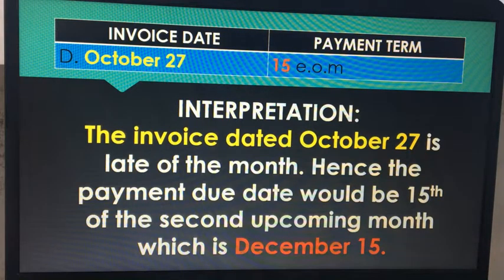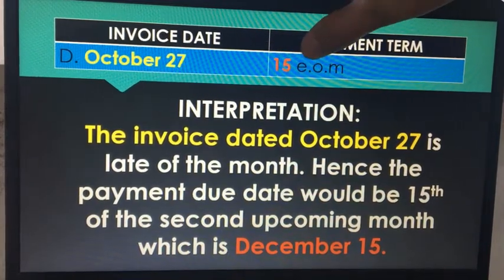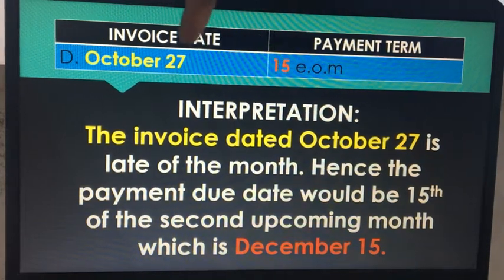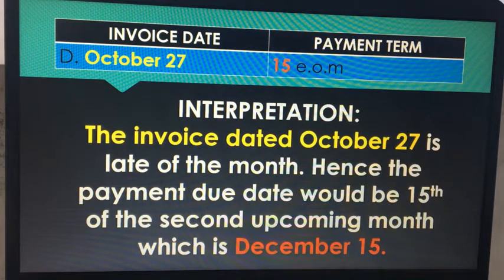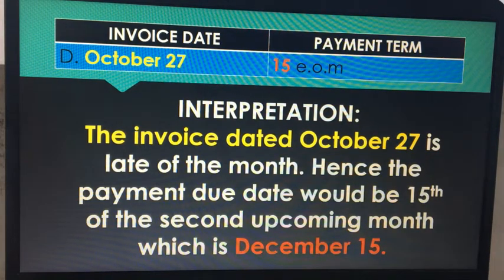That is considered to be late of the month. When are we going to observe late of the month? Whenever the payment term is EOM or due next month. Okay? In this example, October 27, the day is 27, meaning that is late of the month. And your payment term is EOM, that is next month. Since the invoice date is late of the month, we are going to refer to the second upcoming month after October: November, December. So the due date is December 15.